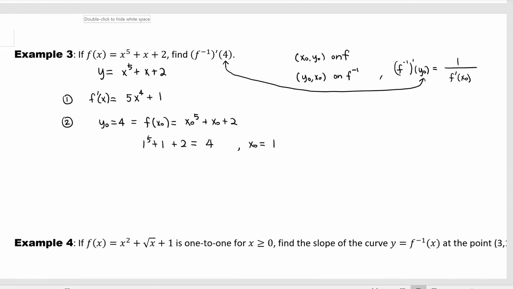1. Good. And then by the theorem, the derivative of the inverse function at 4 is the reciprocal of the derivative of f when we plug in x0 equals 1. So that is 5x to the 4, we plug in 1, so 1 to the 4 plus 1. 1 to the 4 is 1. So 5 plus 1 is 6. So the answer is 1 over 6.